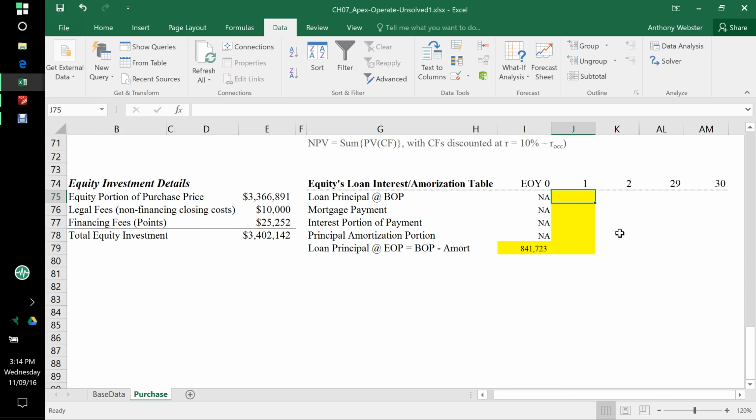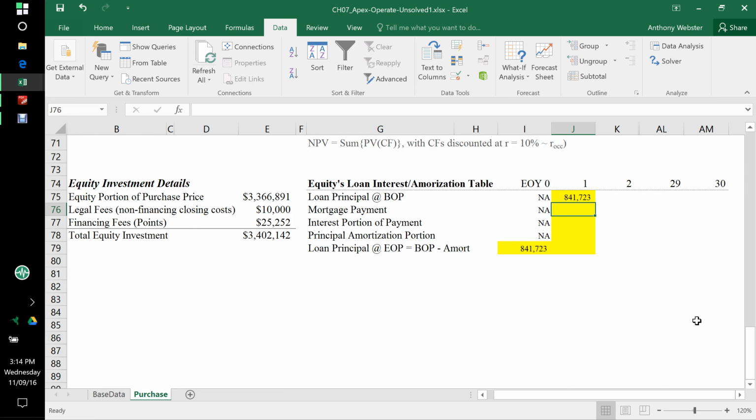Okay, so what I'm going to do here is I'm going to say, well, the loan principal at the beginning of period J plus 1 is equal to the loan principal at the end of period J. So I think I can just do this. And I think that's looking pretty good, at least for year one.